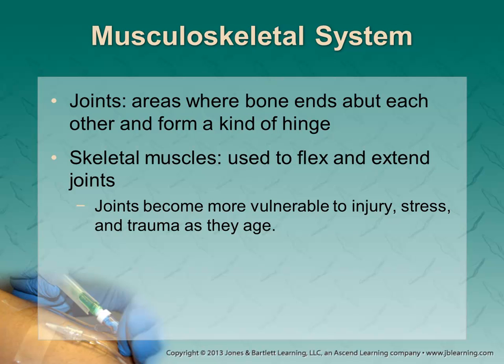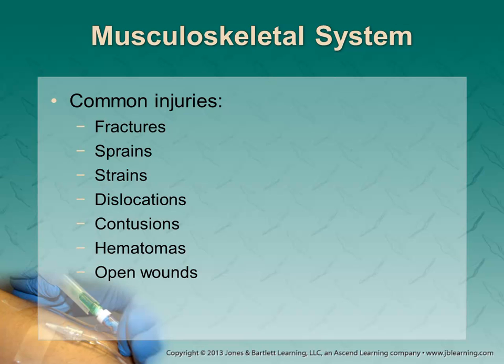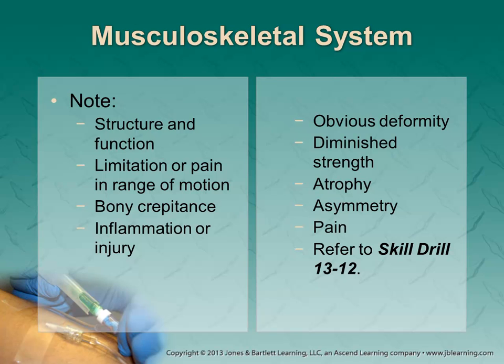Musculoskeletal system. Checking their joints. If they've got a fracture to their left arm, you're also going to check PMS in any extremity that has a possible fracture. Look for open wounds, hematomas, contusions, obvious deformities.